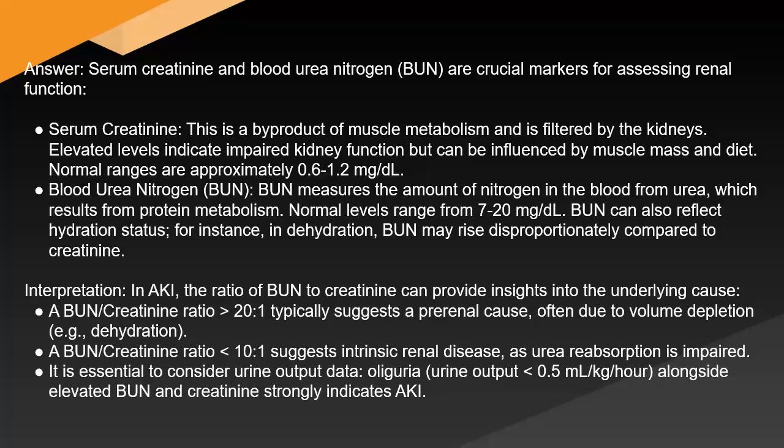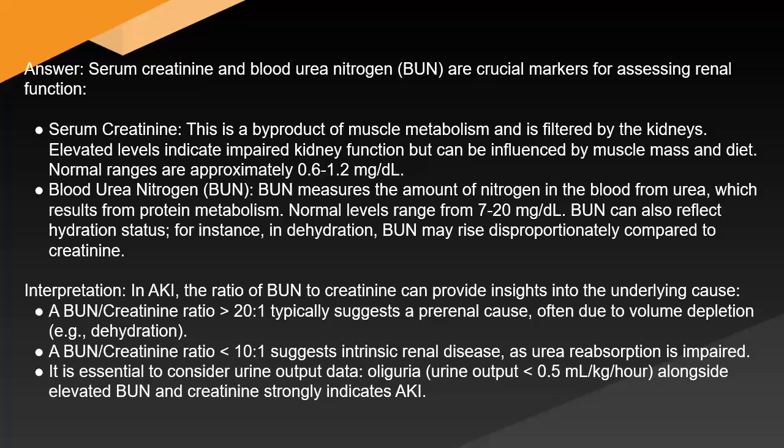Blood urea nitrogen (BUN). BUN measures the amount of nitrogen in the blood from urea, which results from protein metabolism. Normal levels range from 7 to 20 mg/dL. BUN can also reflect hydration status. For instance, in dehydration, BUN may rise disproportionately compared to creatinine. Interpretation. In AKI, the ratio of BUN to creatinine can provide insights into the underlying cause.